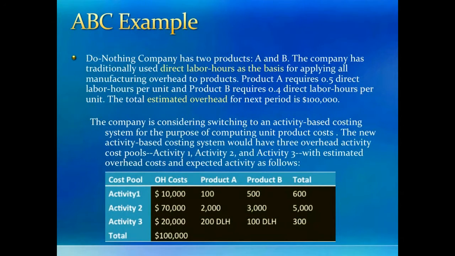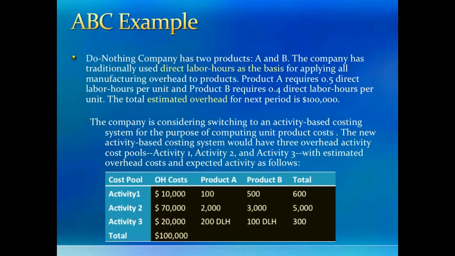The best way to go through the steps in ABC would be to work through a simple example. Let us look at the information given and process it slowly. The company makes two products and currently uses direct labor hours as its only allocation base. The direct labor hour requirement per unit will be useful to figure out how many units were made for each product. Total manufacturing overheads are $100,000.